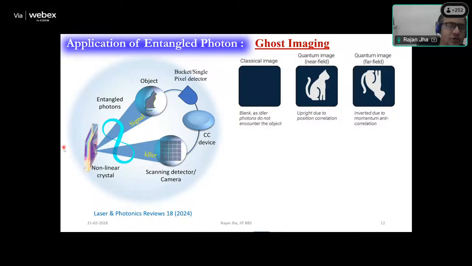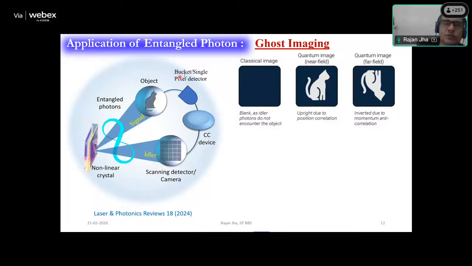You know that you're going to pump it from this side with some suitable laser source, and then you have signal and idler being created. But you see, this is with some shape. These are entangled, that means they have similar features. So if you have some object here getting illuminated by the signal, and using the idler, you have some scanning detector or camera in the idler plane.